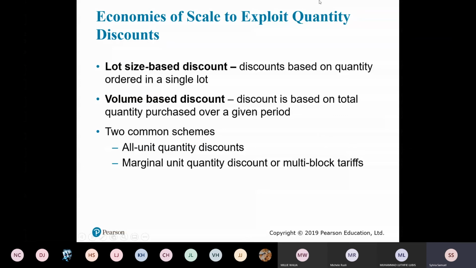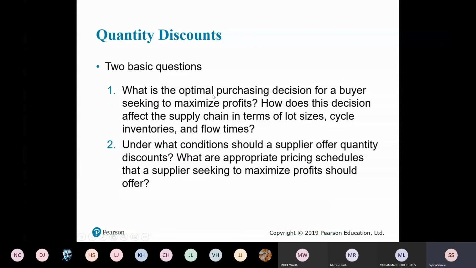So we can see here, lot size discount is based on the quantity ordered in a single lot, and volume-based discount is based on the total quantity purchased over a given period. Two common schemes: all-unit quantity discounts, and of course marginal unit quantity discounts. Since this is economic order quantity, of course we need to think about the profit, whether we are going to make a profit or loss for this product. Two basic questions: what is the optimal purchasing decision for a buyer seeking to maximize profits? And under what conditions should a supplier offer quantity discounts?